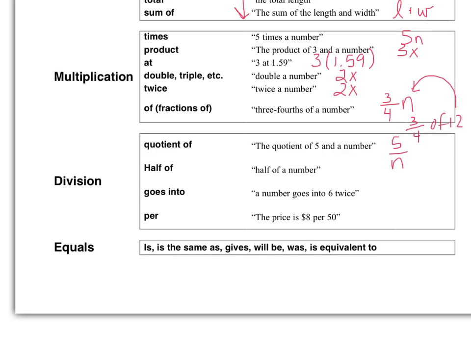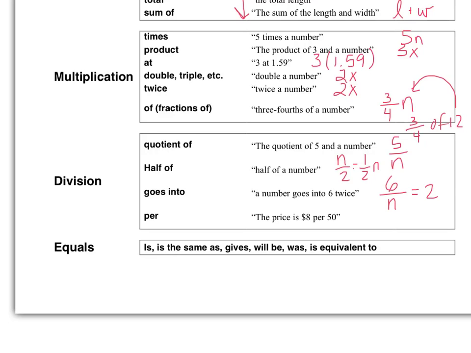Okay, the next one's half of a number. We can do that a couple ways. We can say n over 2, which is what they're going for here because it is division, but you could also say 1/2 n. Those are the same. Those are equivalent, okay? A number goes into 6 twice. So 6 divided by a number, and you get the answer 2. That's what they're going for there.